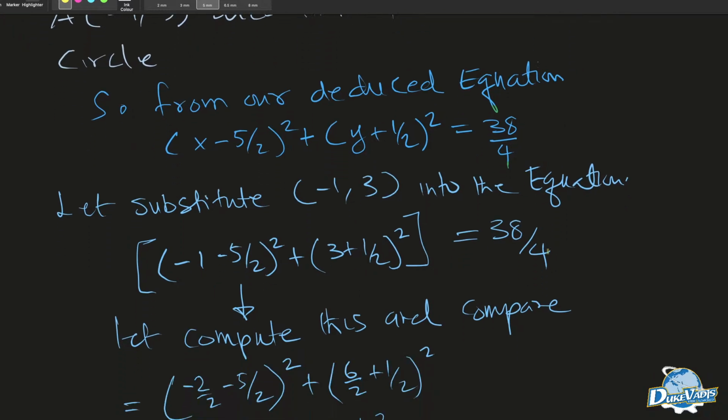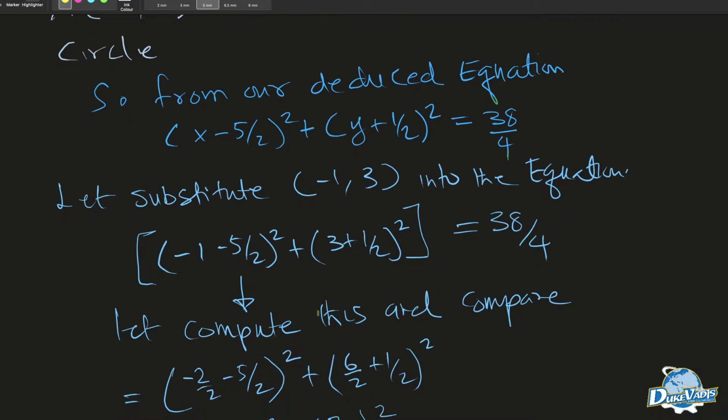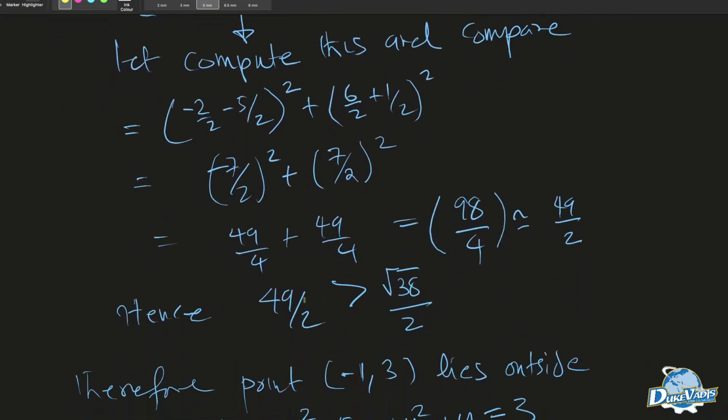This is not the answer; this is the right-hand side that we had already. So when we compute, we arrive at 49 over 2 plus 49 over 4. When we add it together, we get a value which is obviously greater than the original radius squared of the circle. So if that is the case, then we say the point negative 1, 3 lies outside the circle.